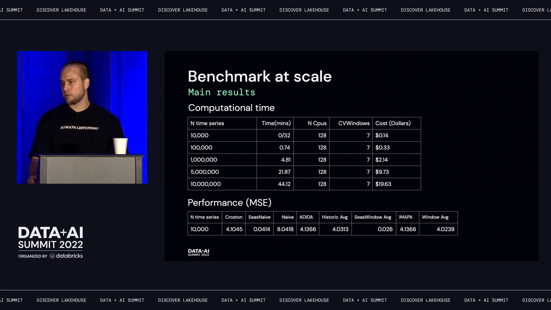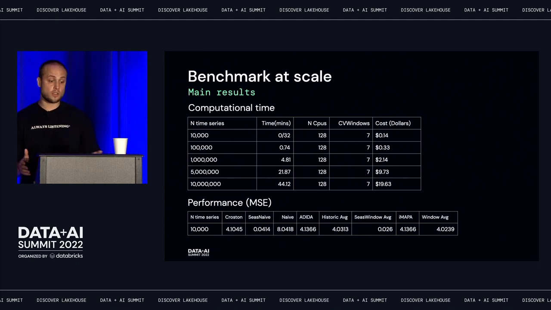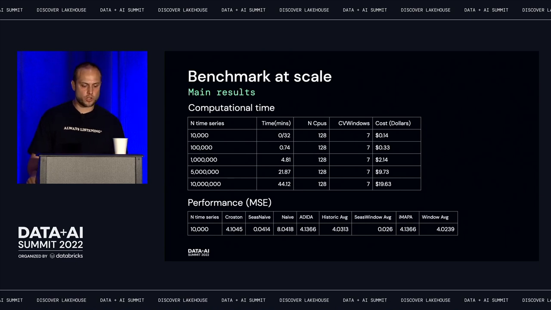So one of the things that we are very insistent upon is doing benchmarking. So we generated this benchmark at scale, again using distributed computing with Ray, where you can fit a lot of benchmarks like Croston, Seasonal Naive, ADIDA, etc. In really fast time. So you can do these 7-8 benchmarks for 10 million series in under 45 minutes and paying less than $20 in AWS infrastructure.